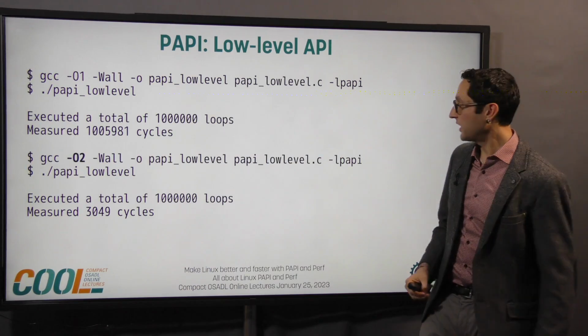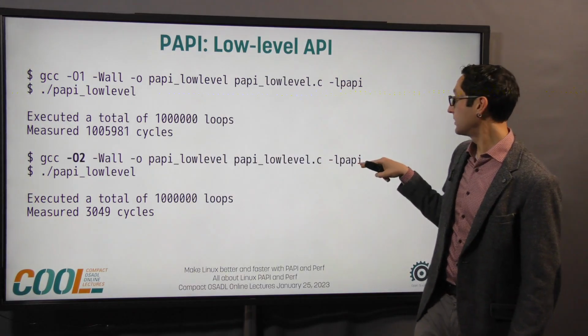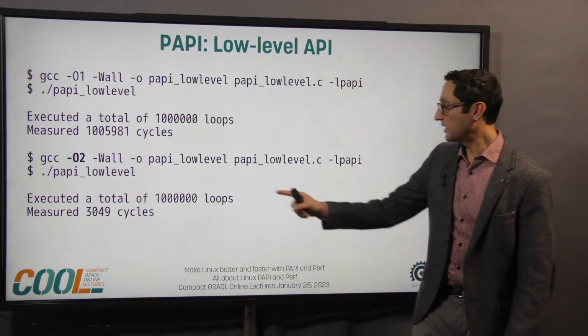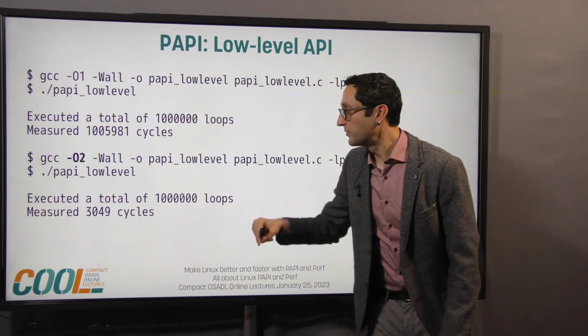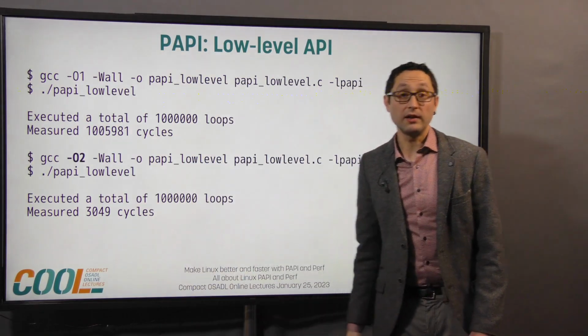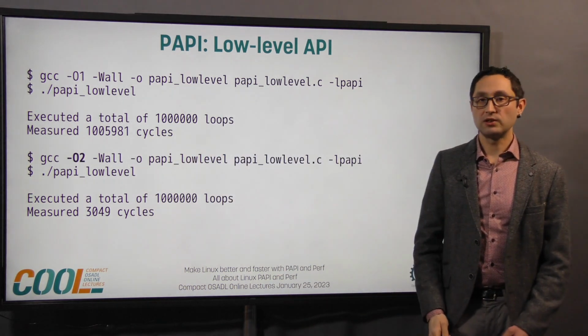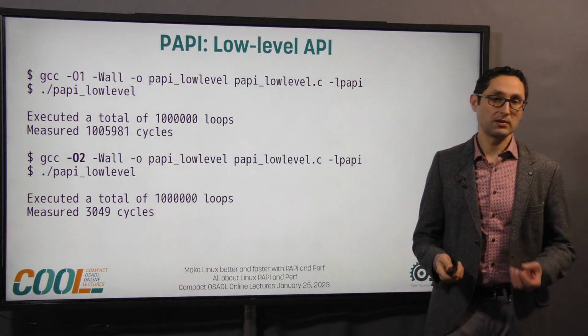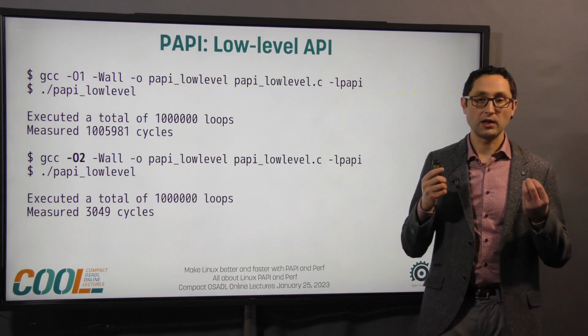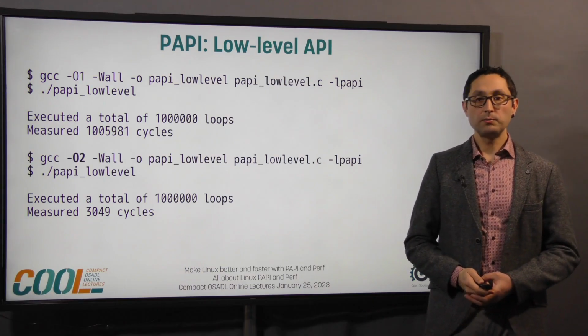Do exactly the same, build the program, link it against lib PAPI, and we can see we still have the 1 million loops, but we spent way fewer cycles due to the different optimization level. This is a very simple example, but I think it pretty nicely tells you how you can count performance-related data with lib PAPI.